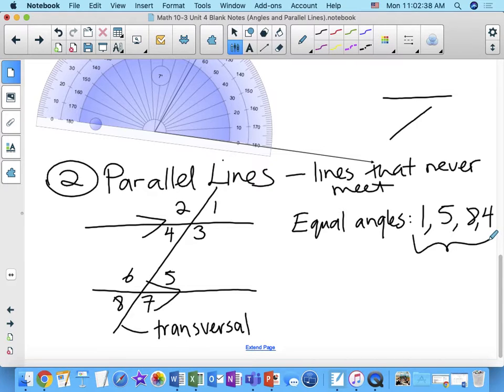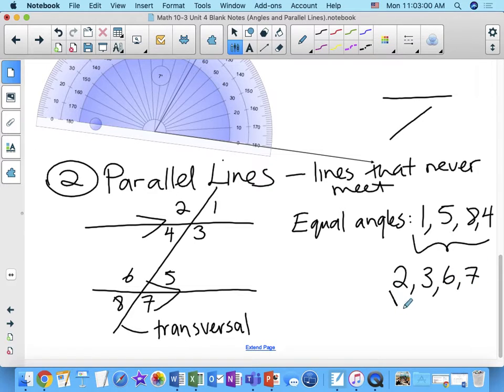And what's the other set of 4 that are equal? What's the other set of 4? 2, 3, 6, and 7, yeah.